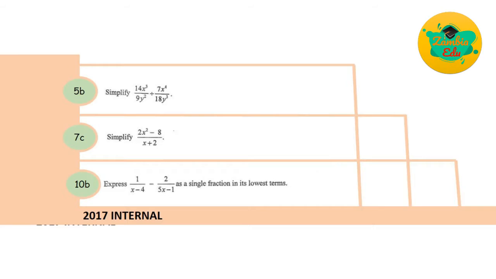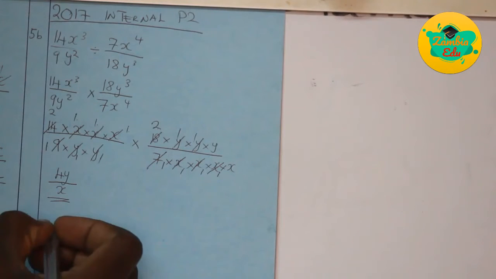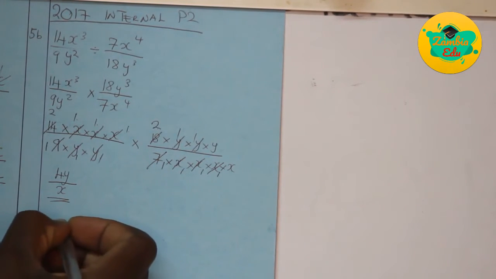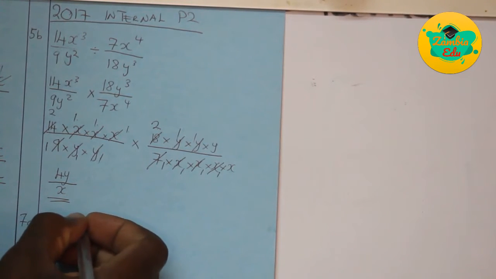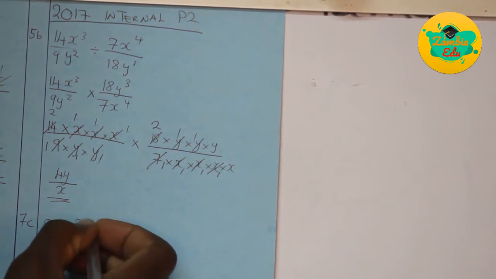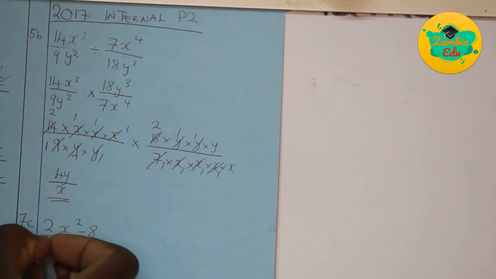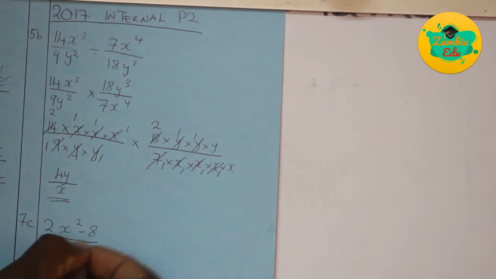Question 7c says simplify 2x squared minus 8 over x plus 2. So with that one, what we do is we have our 2x squared minus 8 over x plus 2.